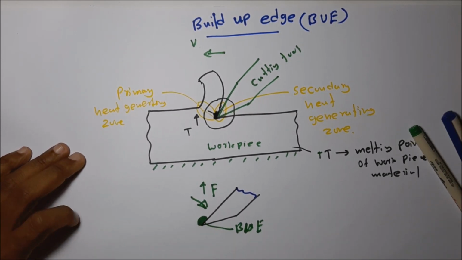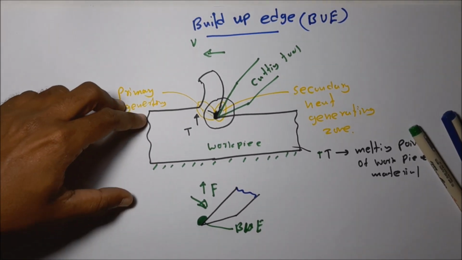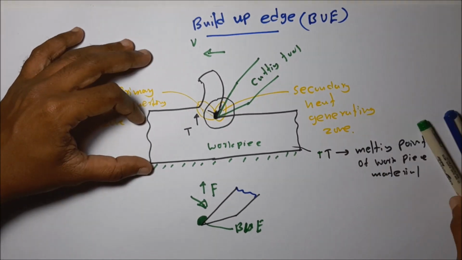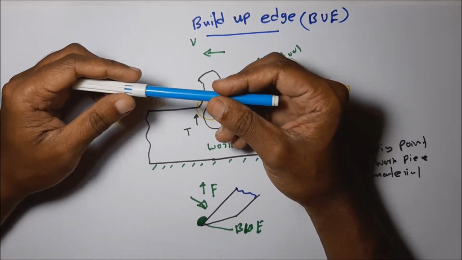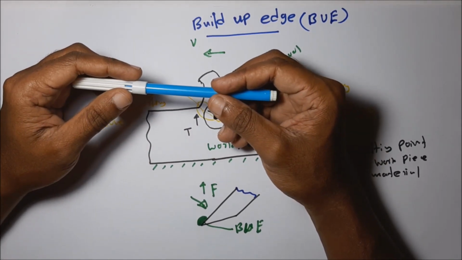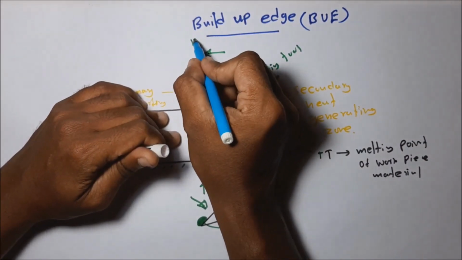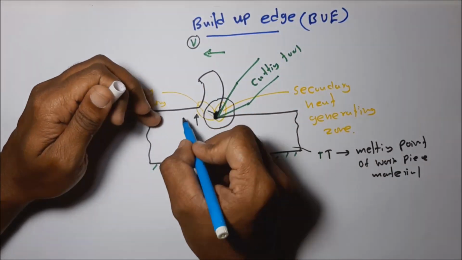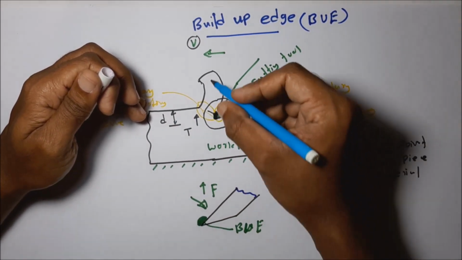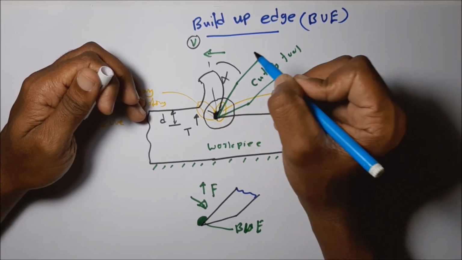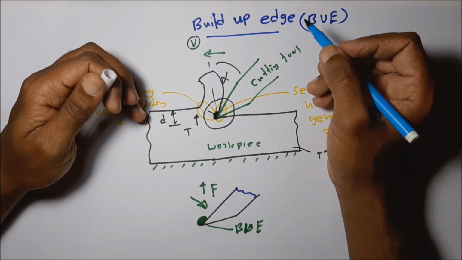Okay, this is called the built-up edge generation in metal cutting operation. In any metal cutting operation, the built-up edge should be avoided. So, what are the methods to avoid the built-up edge? The first thing is the selection of proper cutting tool parameters. We have to select suitable cutting velocity, depth of cut, and rake angle values, alpha values, to avoid built-up edge.